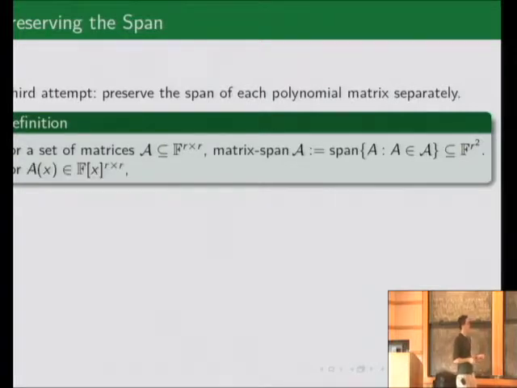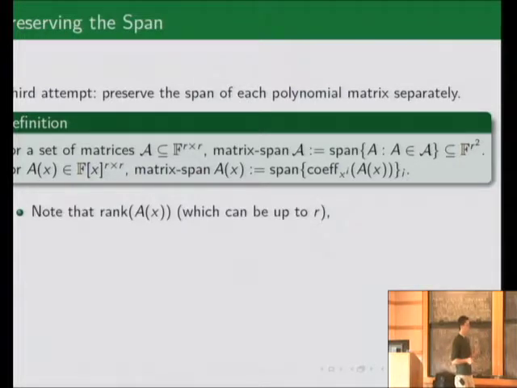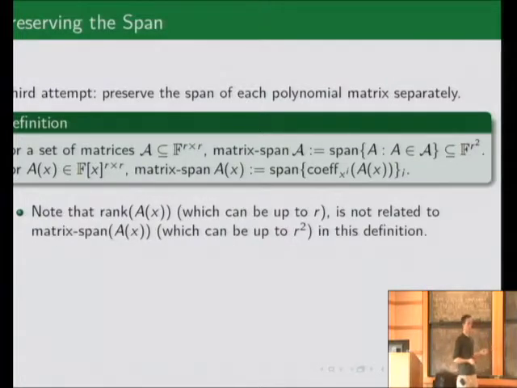And if you have a polynomial matrix, so A is a matrix with polynomial entries, then the matrix span will just be the span of its coefficients. And this is what I want to preserve throughout the recursion. One important thing to note is that the rank of A over the function field can only be up to R, but this matrix span can be up to R squared.